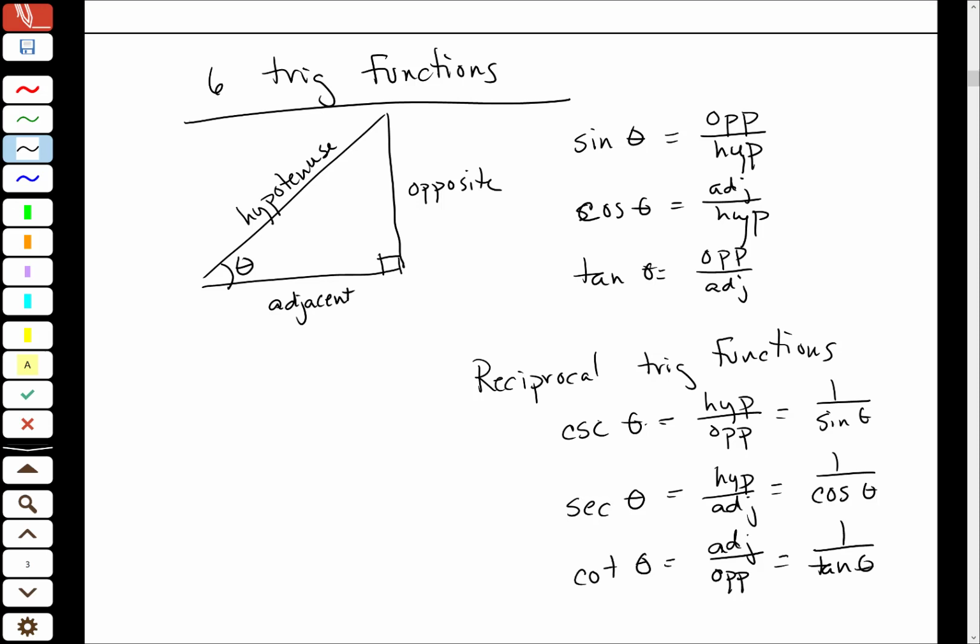This list of equations we routinely call the reciprocal identities. We use them when we're working with trig functions or equations that we need to solve, or when we think about what the graphs of these might look like.